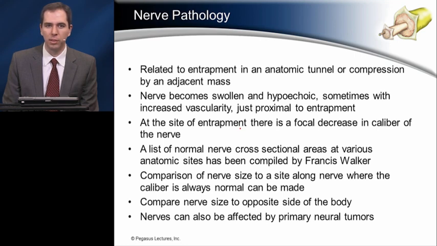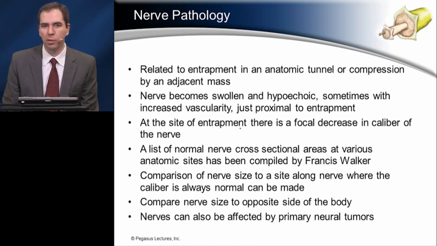There is a list of normal nerve cross-sectional areas at anatomic sites throughout the body, compiled by Francis Walker. This table of normative values is useful for comparing the nerve size at these sites in pathology to what the normal size should be.